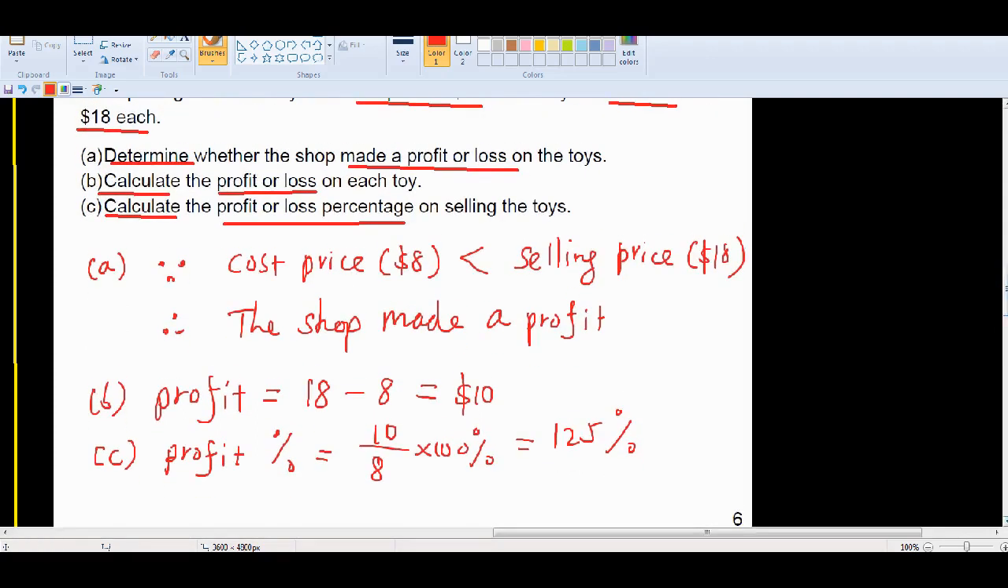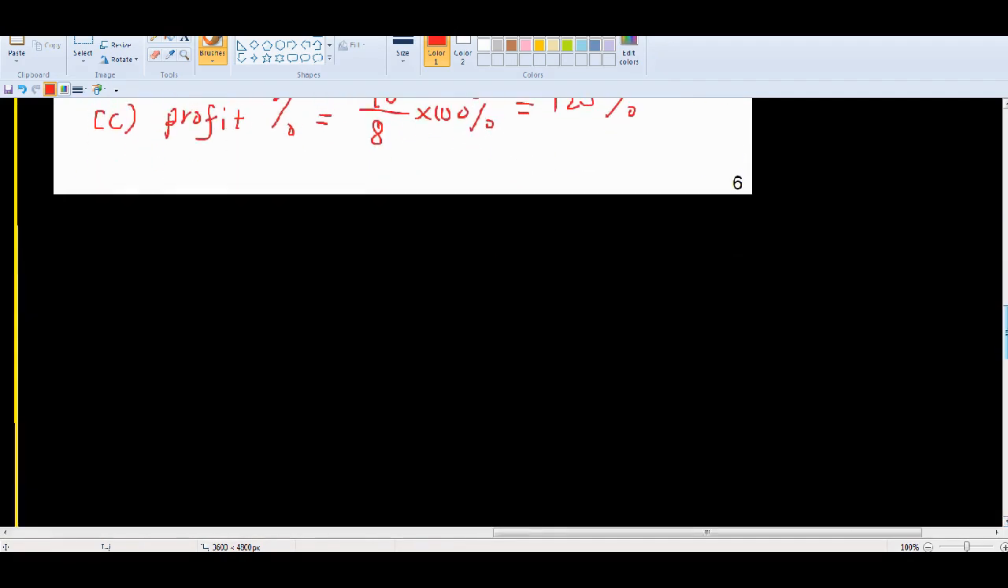For part A, you just need to determine whether, so you don't need to do the calculation, you just need to do the comparison. The cost price is less than the selling price, so the shop makes a profit. For B, profit or loss, you need to calculate the profit. Use the selling price take away the cost price. You get $10. For the profit percentage, use the profit divided by the cost price, not the selling price. So you should divide it by 8, not 18. Convert that into a percentage, 125%. That's it.